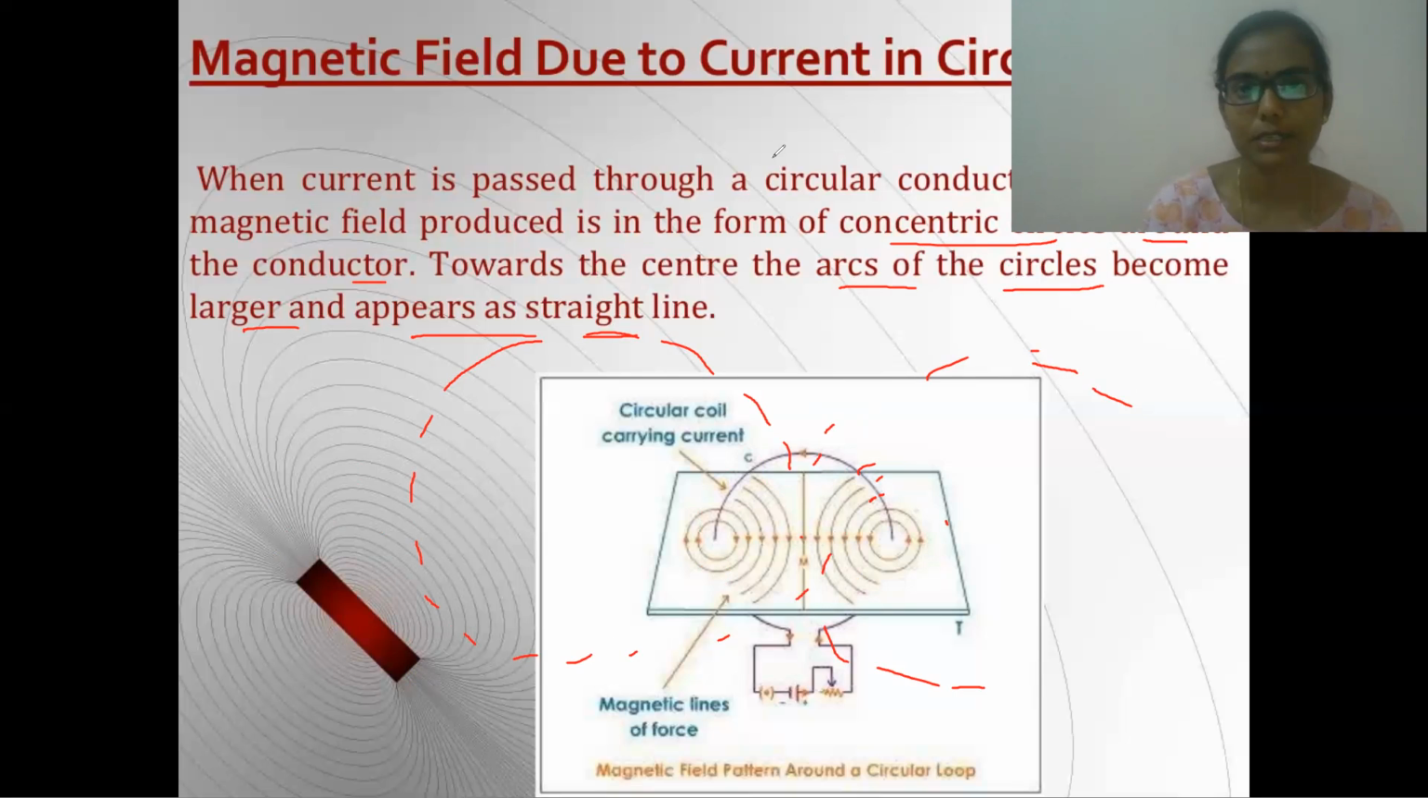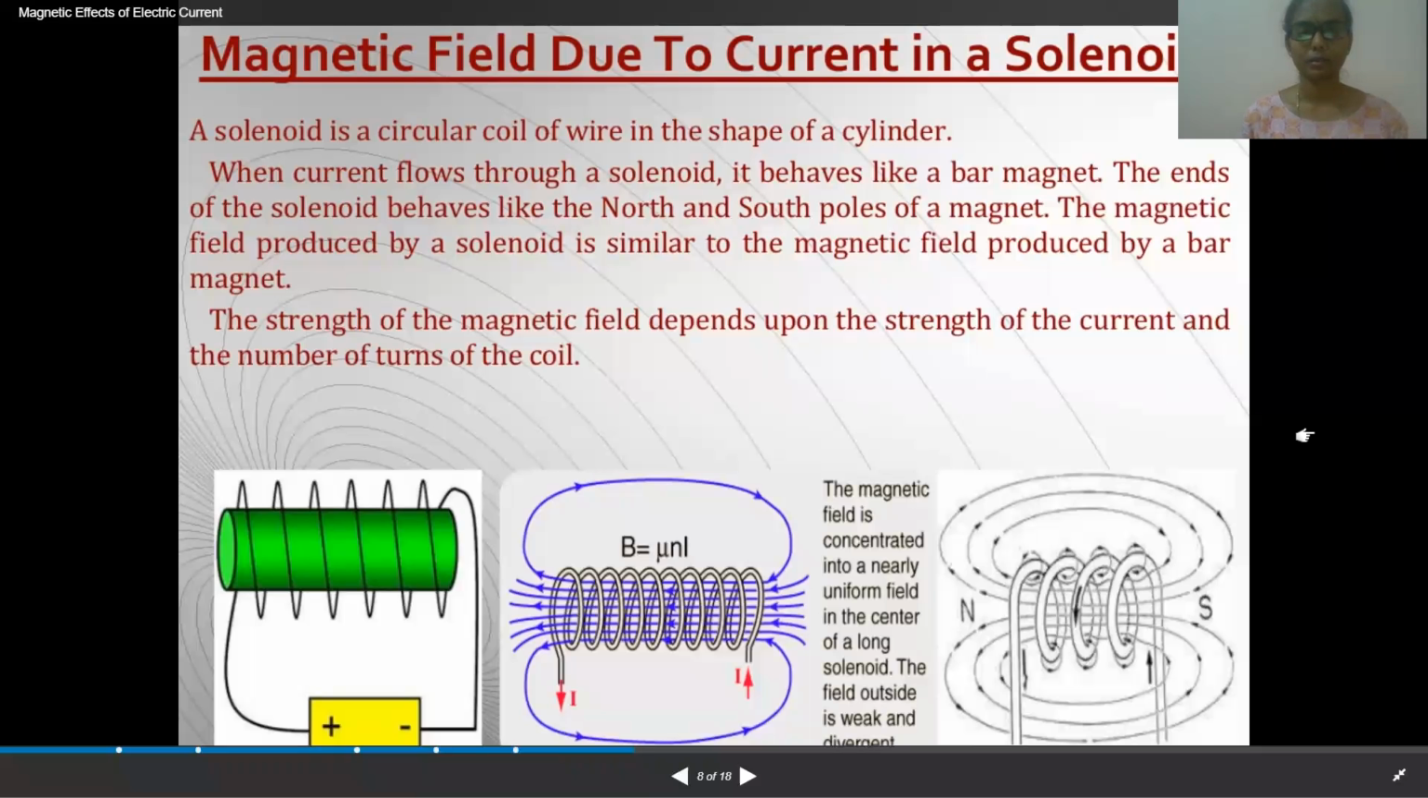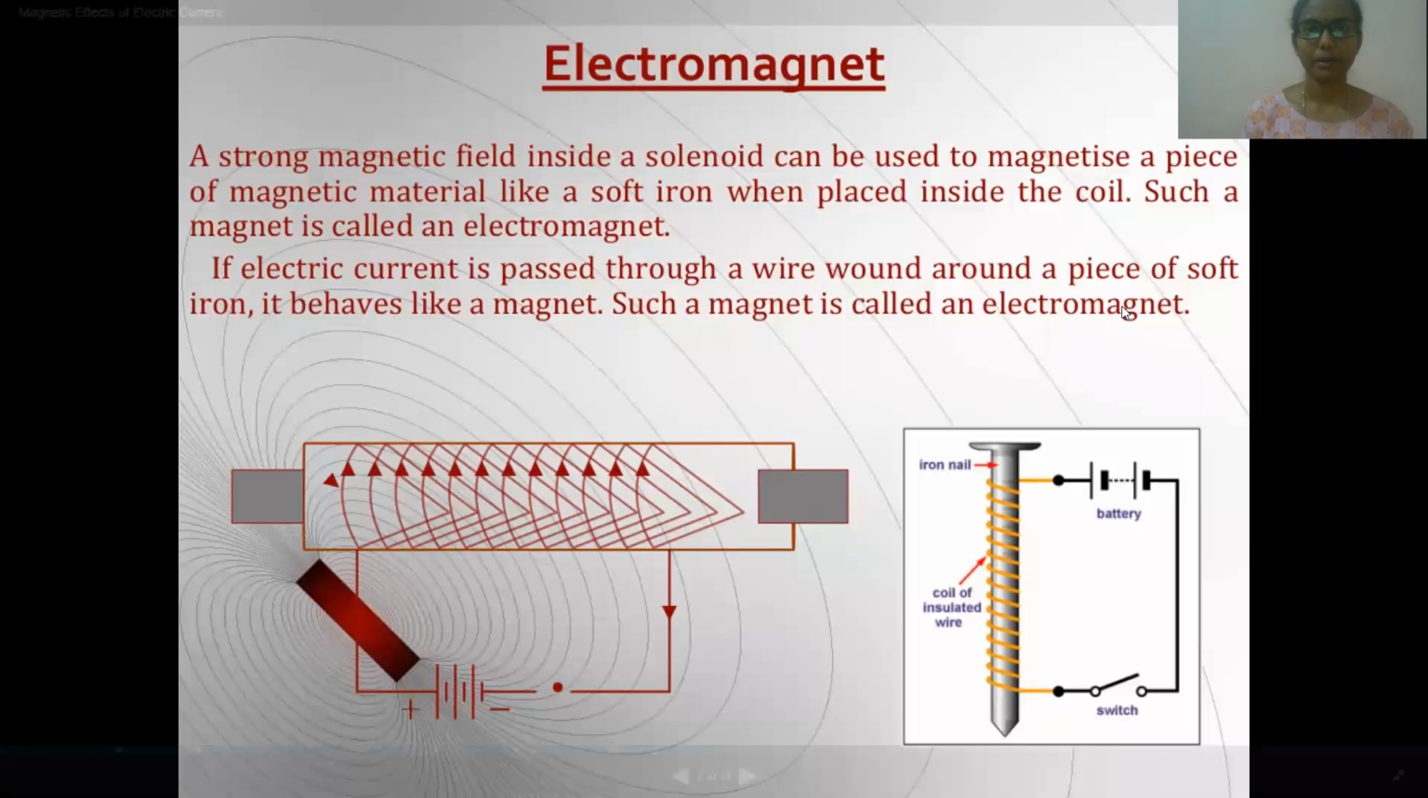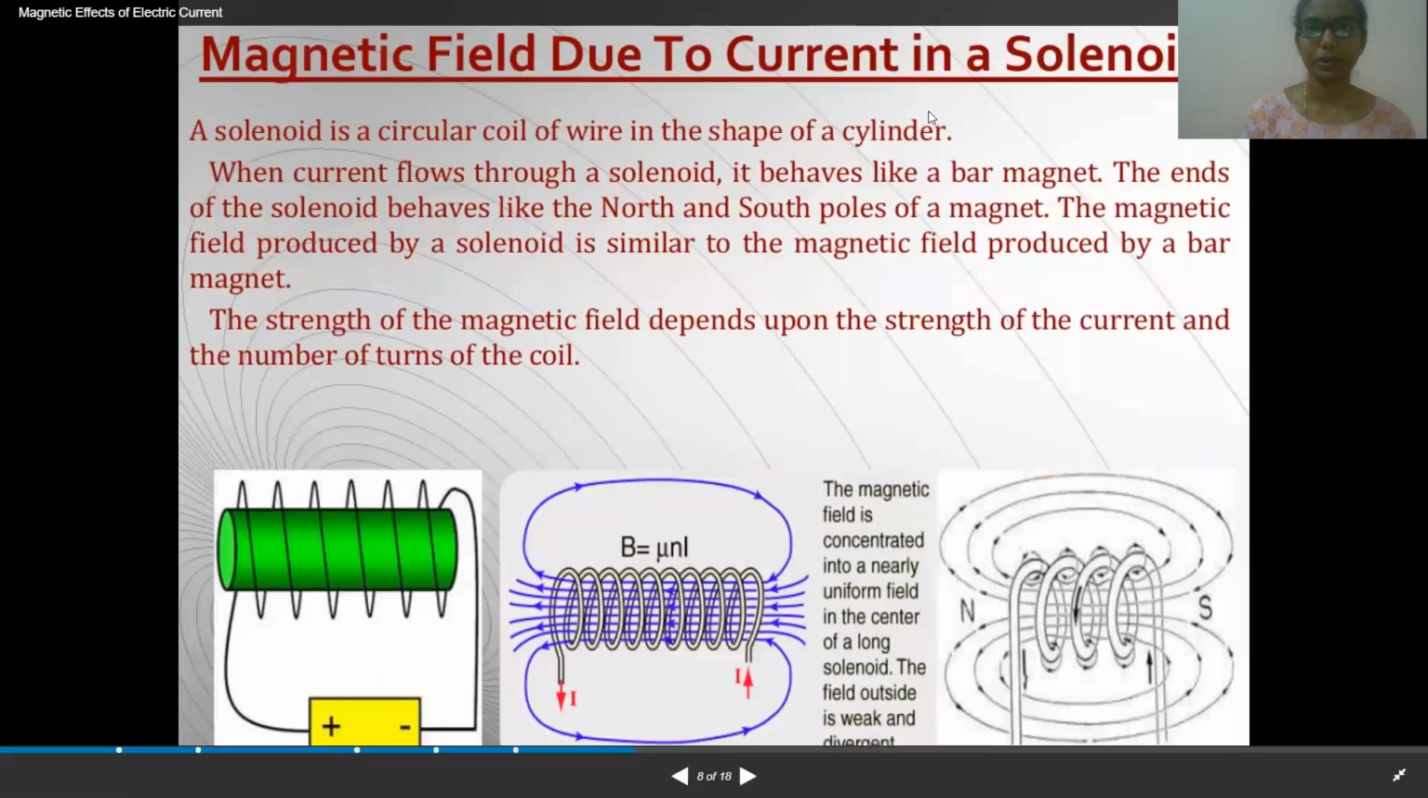Okay, I hope this is clear to you. We'll solve problems based on this, and I think that time it will be clear. Okay, now let us see the magnetic field due to a solenoid.